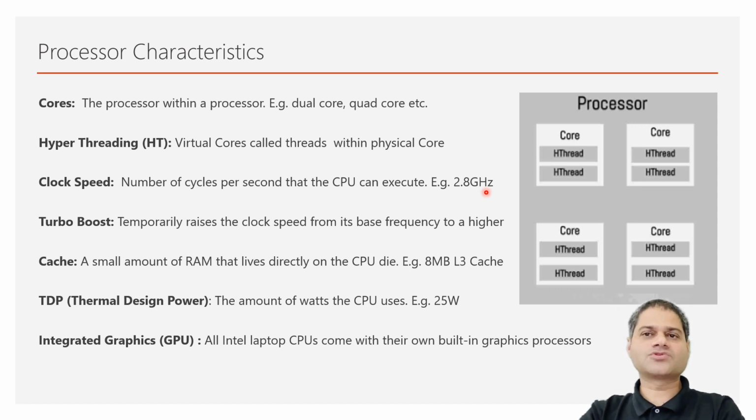Another feature is turbo boost. These days, most of the Intel processors come with turbo boost. Turbo boost helps to temporarily raise the speed of a CPU when an application needs it. Most laptops use 25 watt to 120 watt electrical power, and all Intel processors come with an integrated graphics unit.